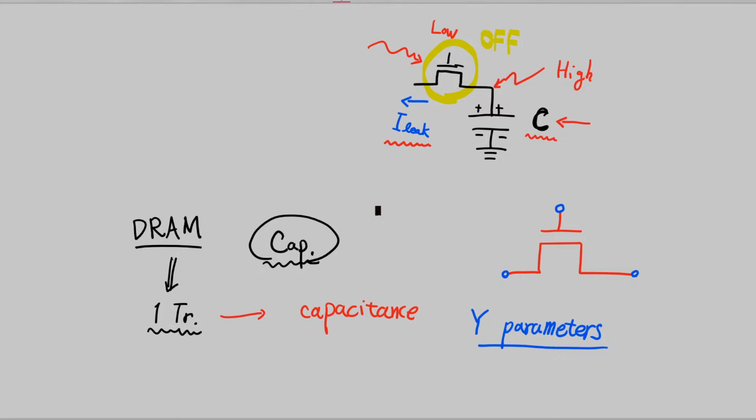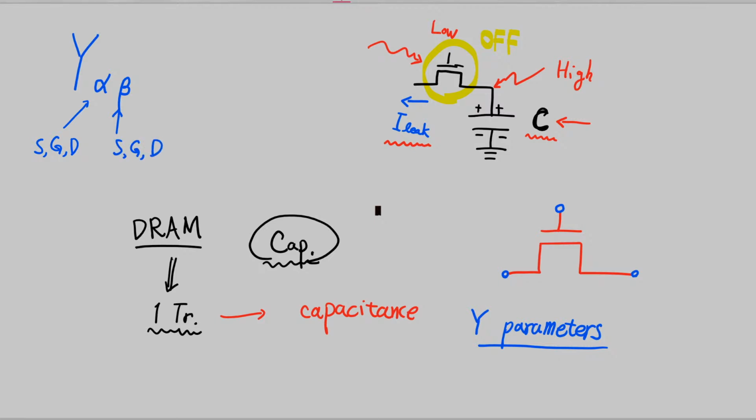Y parameter, there is a family of parameters, but the family is made this way: alpha and beta, and this alpha and beta correspond to terminals. So let's think of a 3-terminal device: source, gate, drain. Then alpha can be source, gate, drain. Also beta can be source, gate, drain.